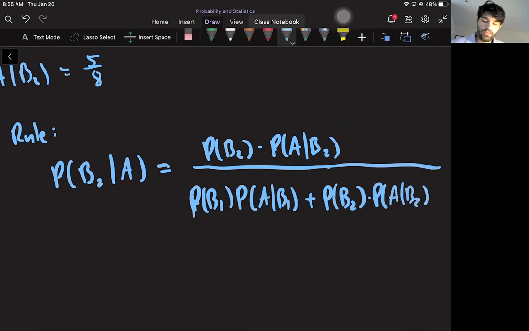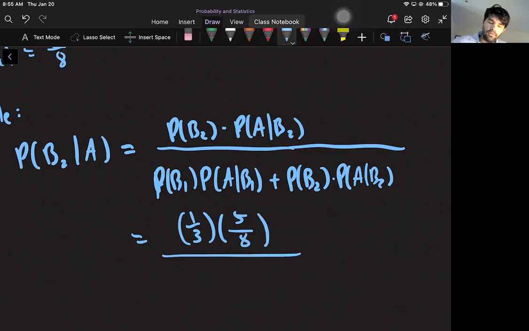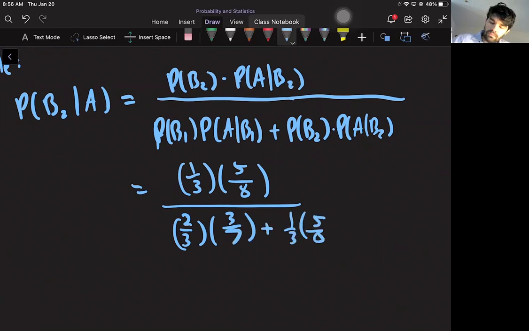Okay, and we have all this. So now we just plug it all in. The probability of tails was 1/3. The probability of A given tails was 5/8. The probability of heads was 2/3. The probability of getting a white chip if you're already in bucket 1 is 3 out of 7. And then this is the same as on the top. So you get that. Okay, so that's what we're looking for.